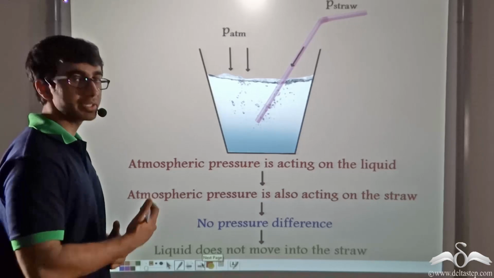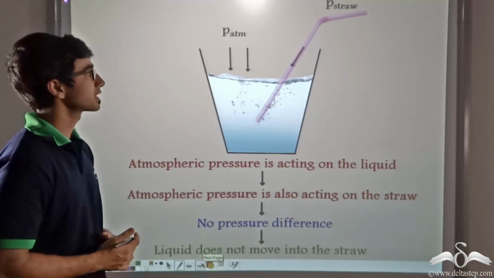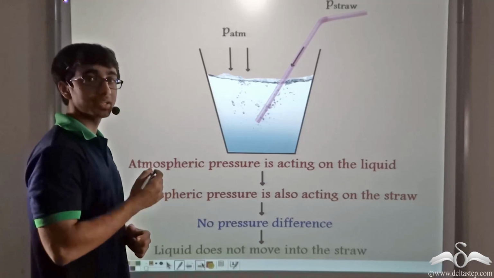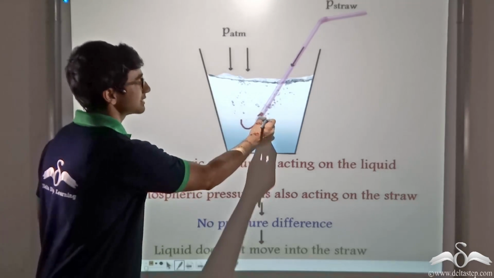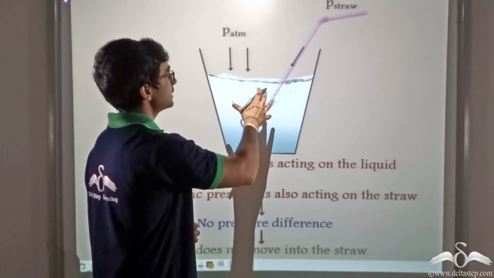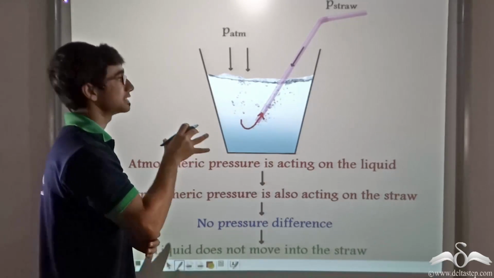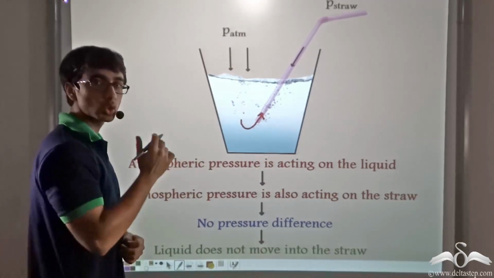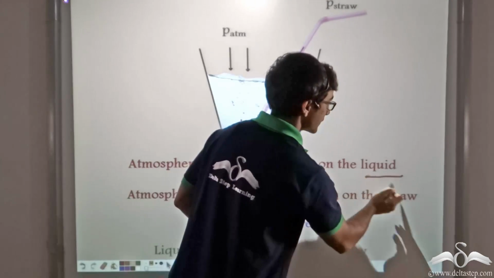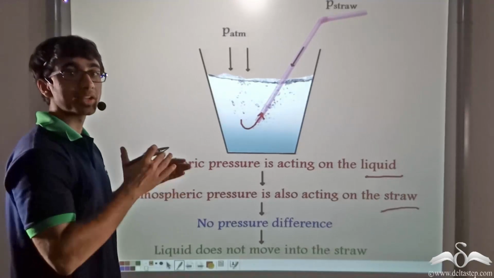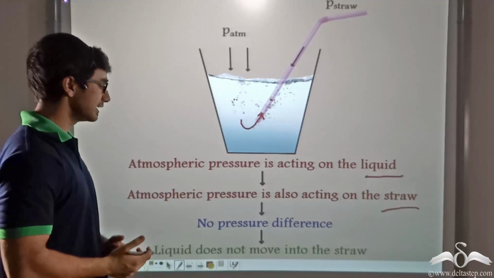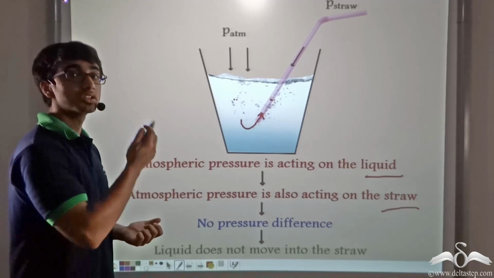So now consider what was happening in the case of the Coke bottle and the straw. Initially, when the bottle simply had the straw put into it, no amount of liquid or cold drinks was getting inside the straw. Why? Because initially the atmospheric pressure was acting both inside the straw as well as on the surface of the liquid in the Coke bottle. So since atmospheric pressure was acting on the liquid as well as the straw, there was no pressure difference between the liquid and the inside of the straw. It is due to this reason that liquid did not move into the straw.